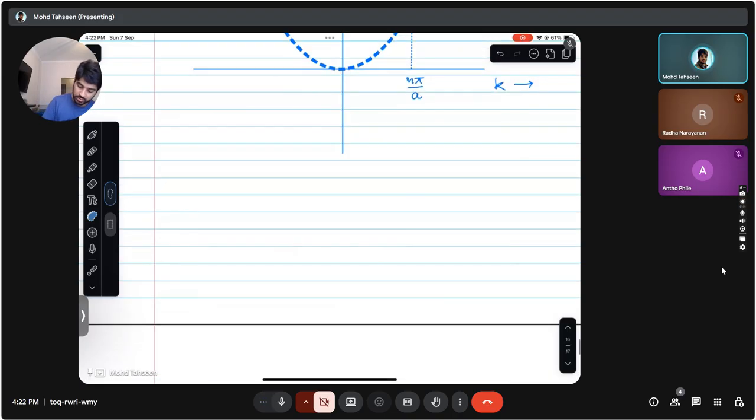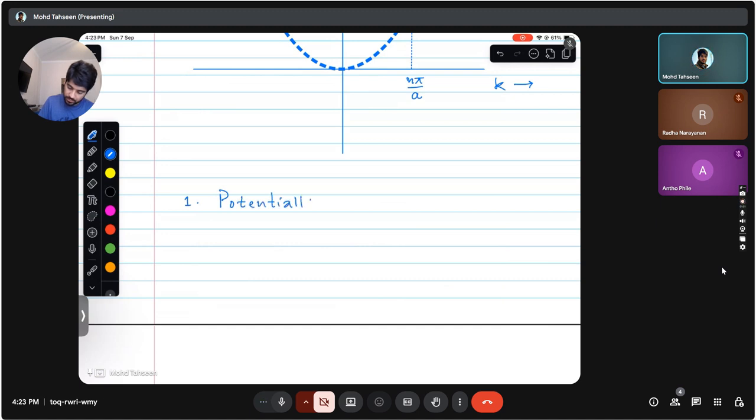So we have seen two things here. The first thing is potential wells lead to confinement. Okay, and the second thing, confinement in turn leads to quantization.